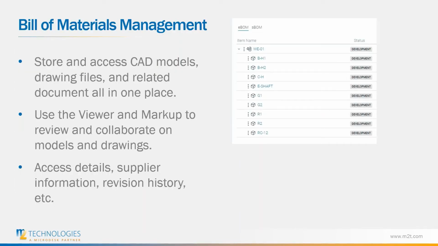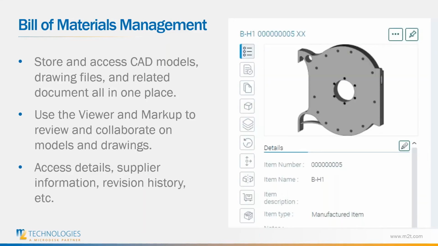So to go in a little more detail of the bill of materials management, this is where we can store and access our CAD models, our drawing files, and any of those other related documents. We also can quickly access the viewer and markup tools to collaborate on our models and drawings from the bill of materials. Bill of materials will work as the central location for all files and workflows. When we select an item in here, we have access to all the different details and information that we will need.